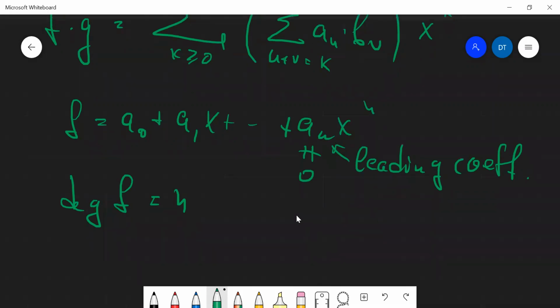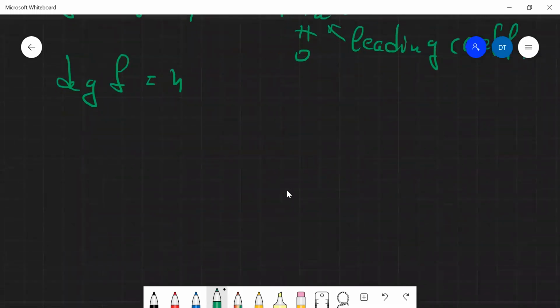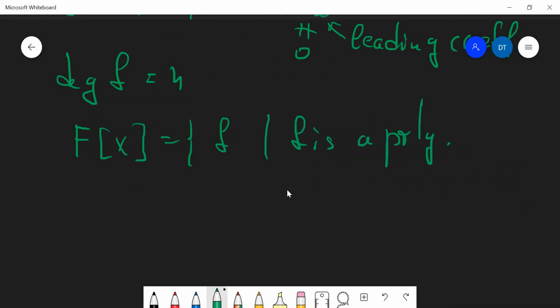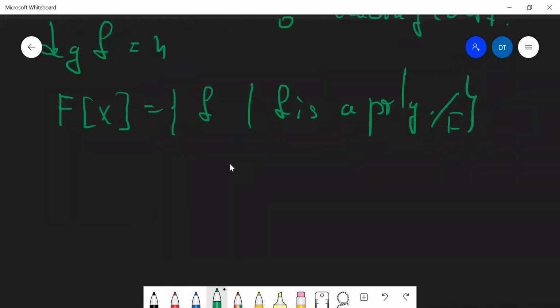Now, what's important, by the way, the set of all polynomials will be denoted by this. This is just the set of all polynomials with coefficients in F, or F[x]. It's a straightforward computation that the set F[x] with two binary operations plus and dot, which we introduced above, is a commutative ring.